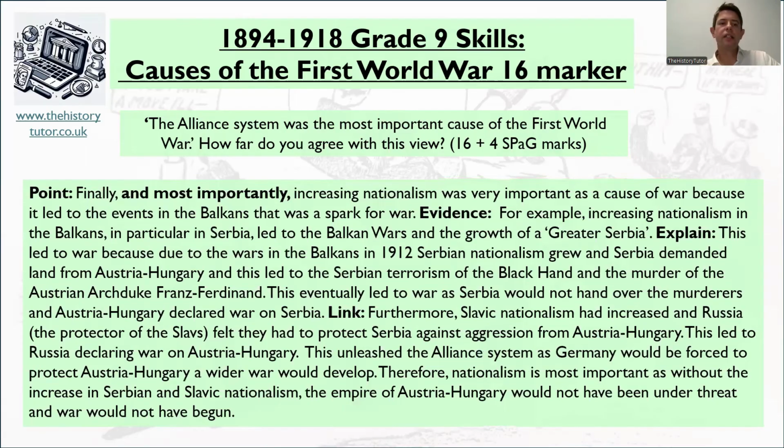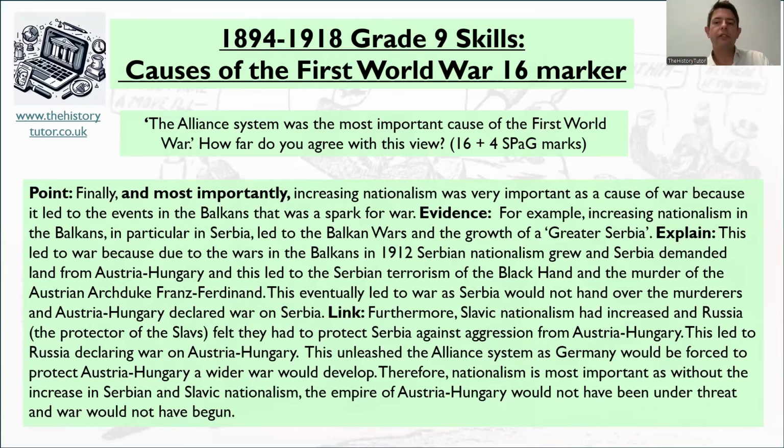Okay, so here's mine. So finally, and I've gone most importantly, increasing nationalism was very important as a cause of war because it led to events in the Balkans that were the spark for war. You can annotate very clearly what you think is the most important as you go through. I said everything's important, but this is the most important for me. And it's your own interpretation. The examiner won't think, oh, you're wrong, and mark you down. It's about the quality of your argument.